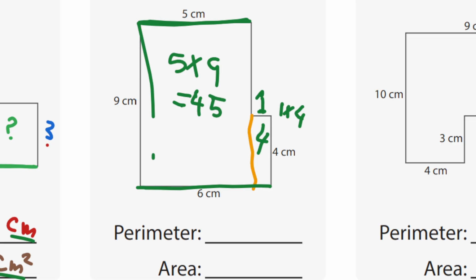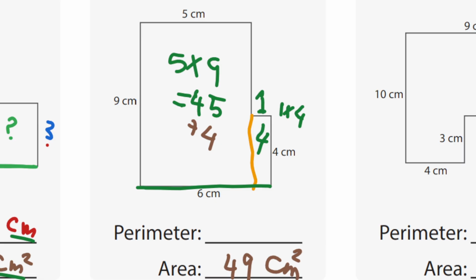Now we got both areas. This is 4 and that's 45. So the total area is 4 plus 45. 45 plus 4 is 49, I think. Yeah, it is. 49 units squared, so it's centimeter square.